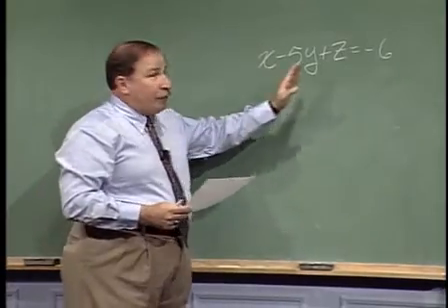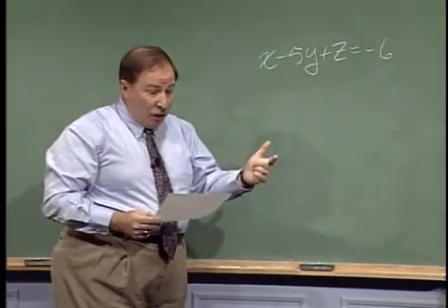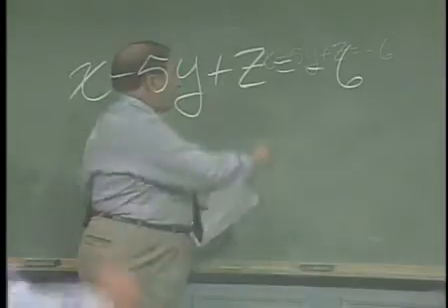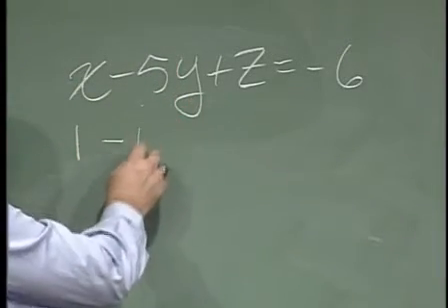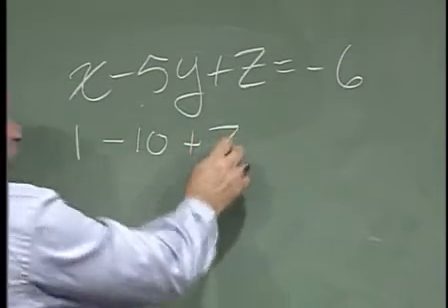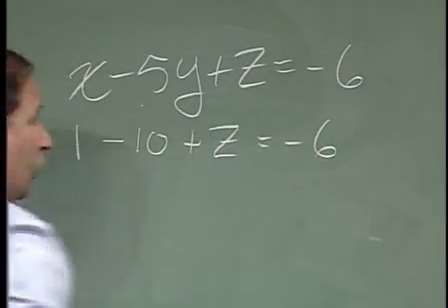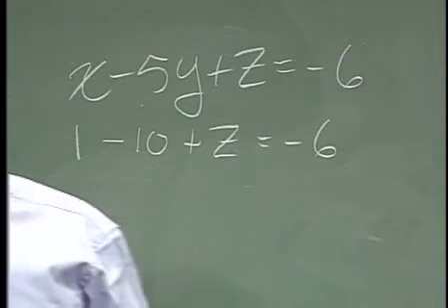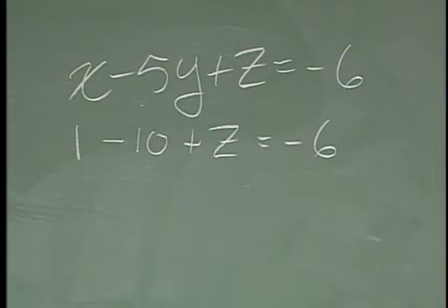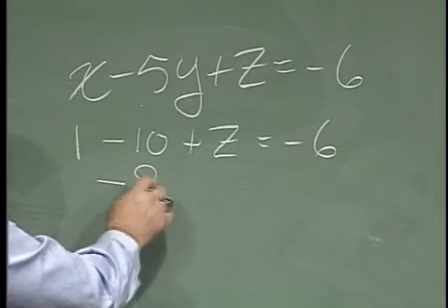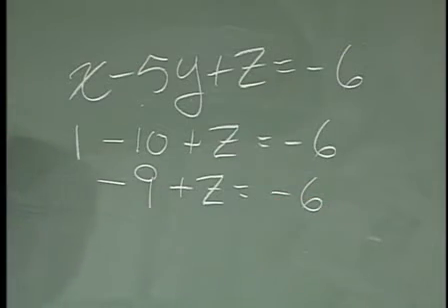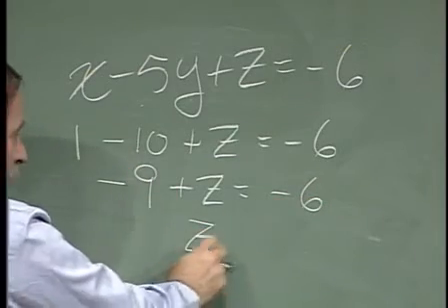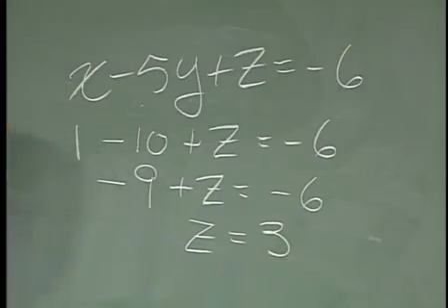Now, I need to solve for z. I know what x is, I know what y is. What is x? X is 1. Y is 2. And 5 times 2 is 10, and plus z equals negative 6. Remember, I can always solve an equation if I have one letter in it. And that's what I've got here, so it should be no problem. 1 minus 10 is negative 9. This is negative 6 still. We add 9 to both sides, and we get z equals 3.